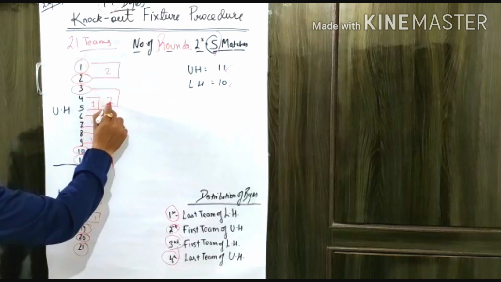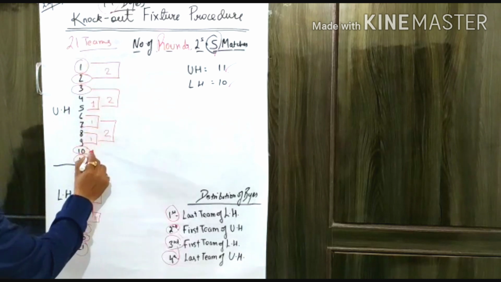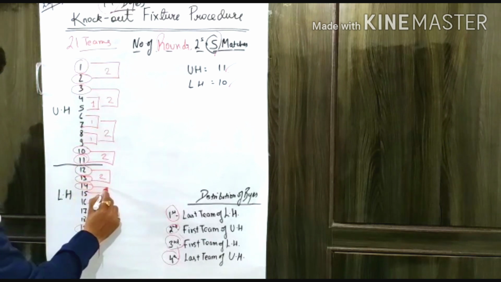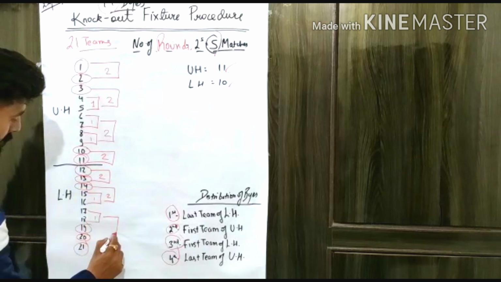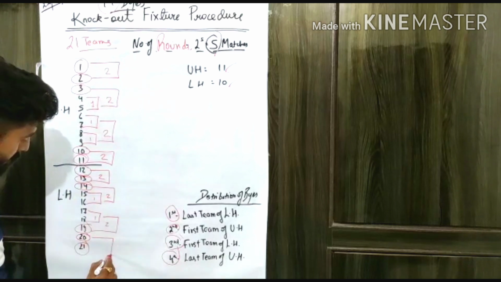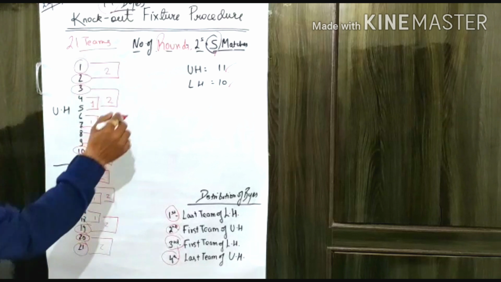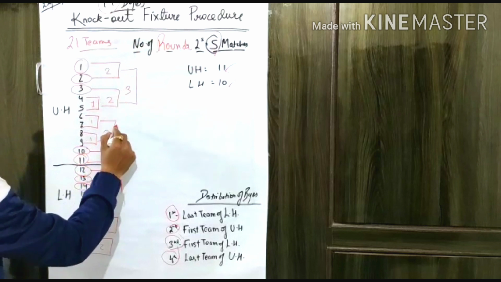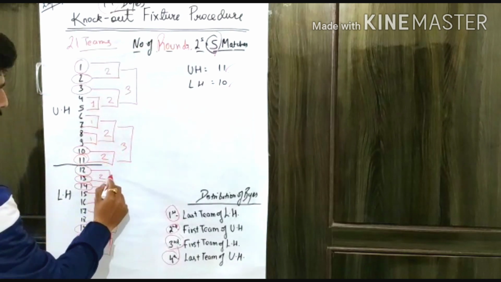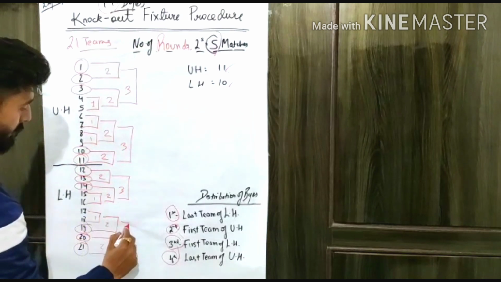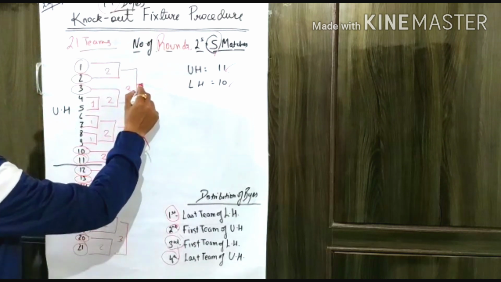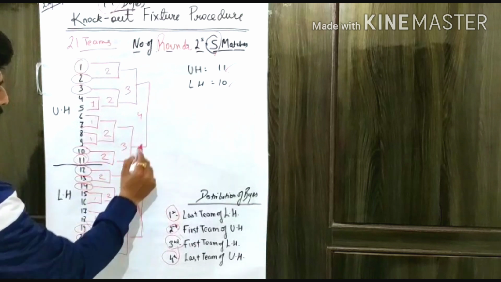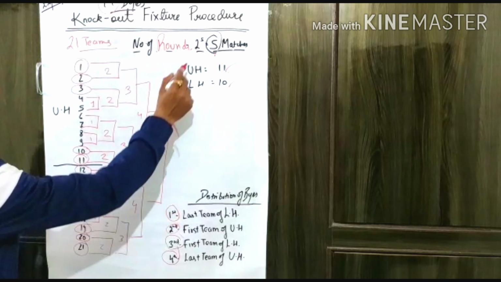It is as simple as nothing. Second round. We were having how many rounds? 5 rounds. Now third round. Now fourth round. Very simple. And the last is the fifth round. We were having 5 rounds and we have completed this whole tournament in 5 rounds.